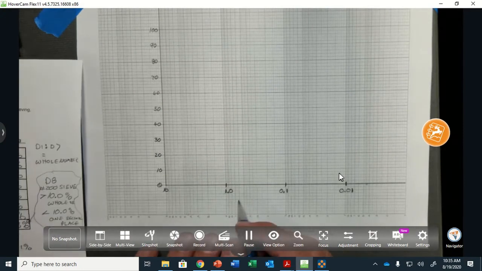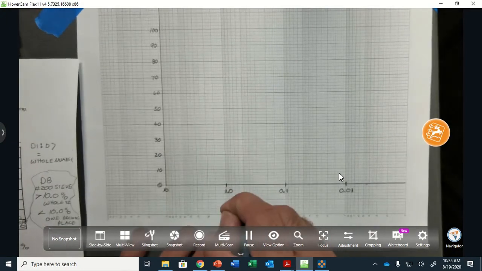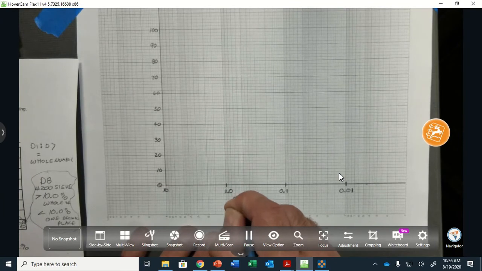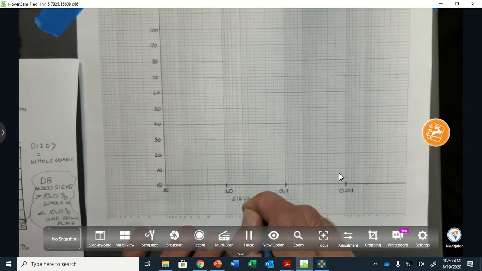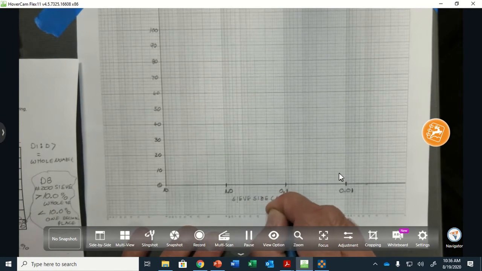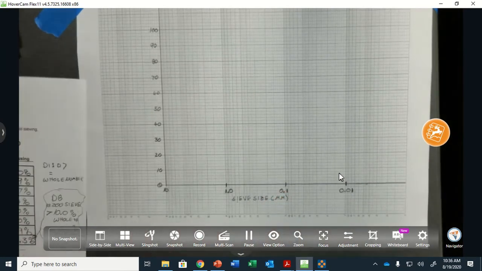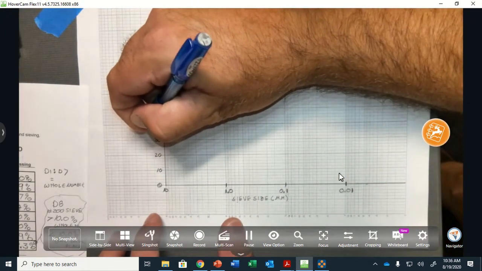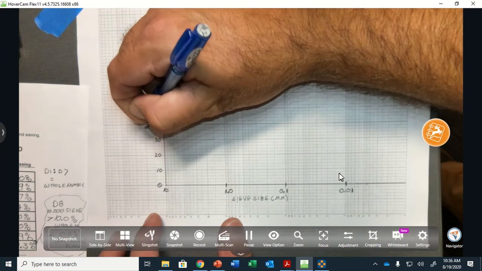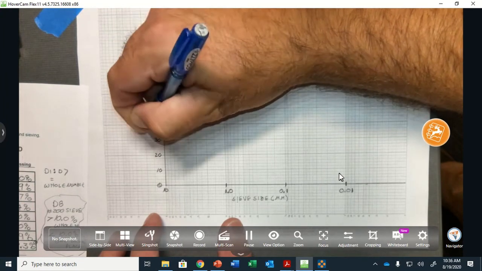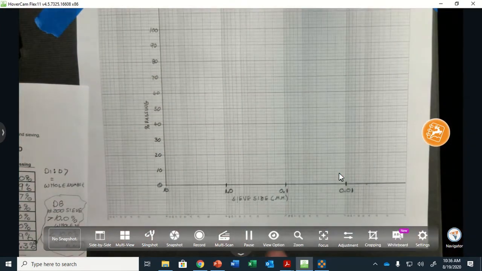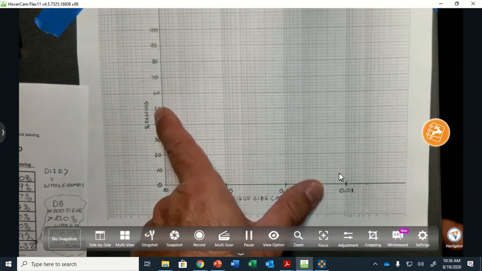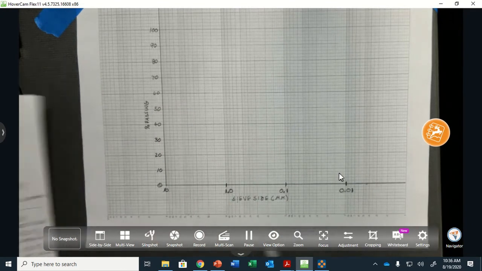Okay, so I want to do an axis label. You can use these as guidelines. Sieve size, all capital letters, nice and neat. And then you always want to put units, millimeters. And then this guy is percent passing. So my units is percent, right? Okay, so you got an x-axis label and a y-axis label. Okay, so now we got this set up.